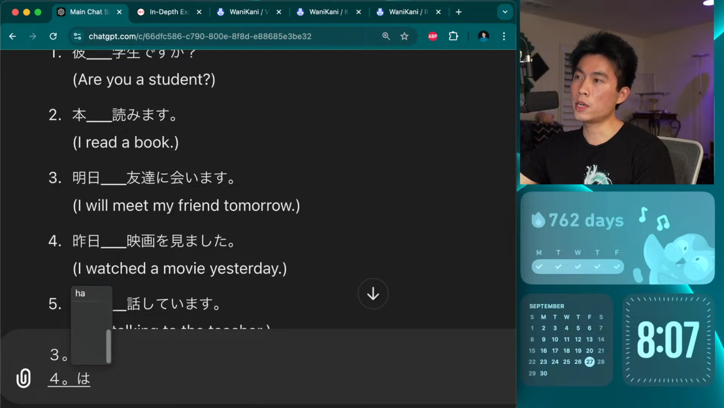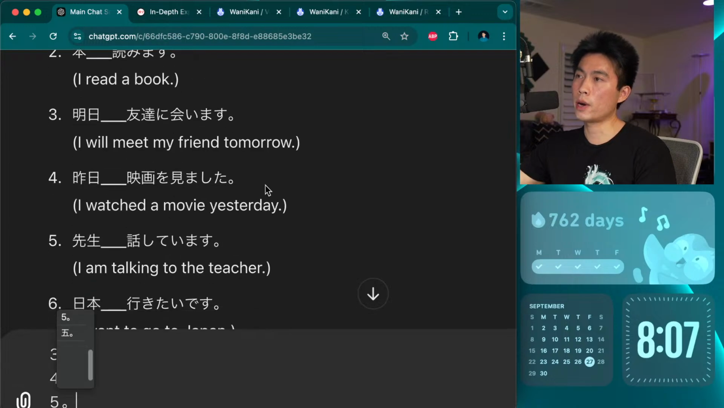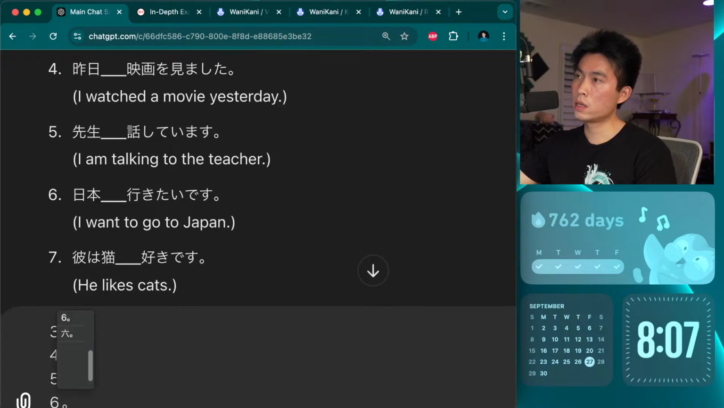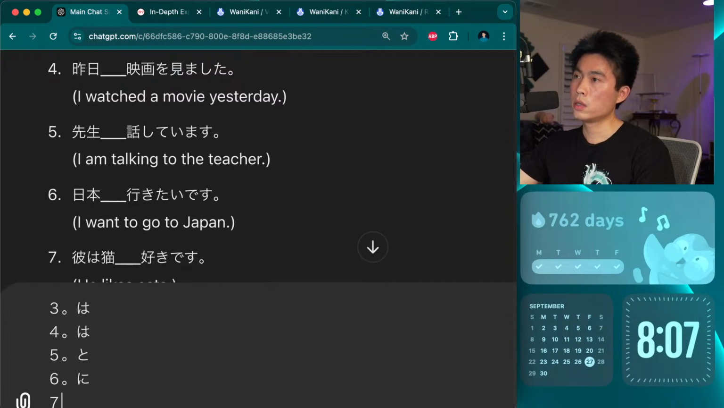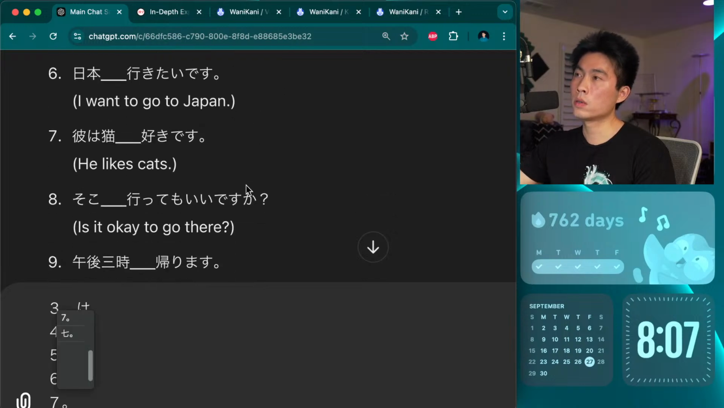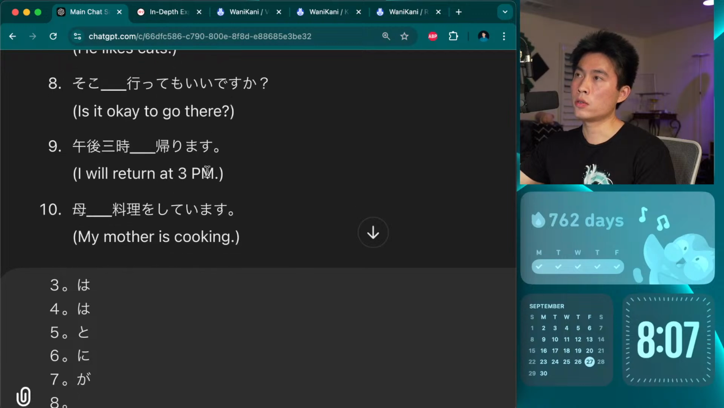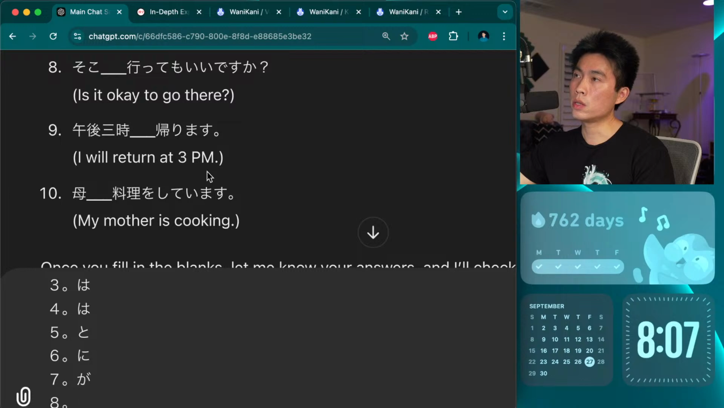Sometimes I feel like for those ones, I just don't say a particle. And that feels more right. Sensei to. This is too easy. Nihon. I want to go to Japan. Just do ni. 彼は猫 I'm gonna use ga. Oftentimes I see suki next to ga, so I'm just gonna use that. Soko, is it okay to go there? そこに行ってもいいですか? 午後3時に帰ります。母は Okay, let's just do that.